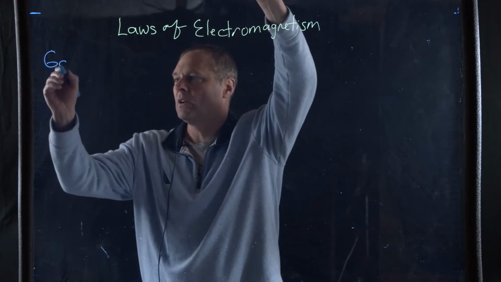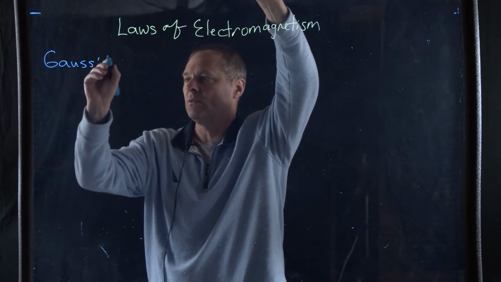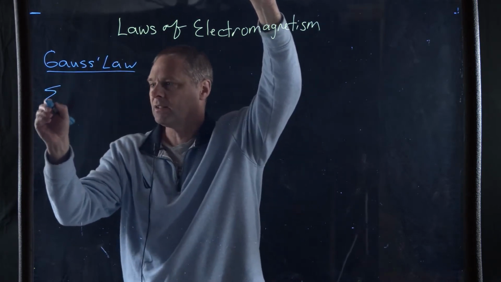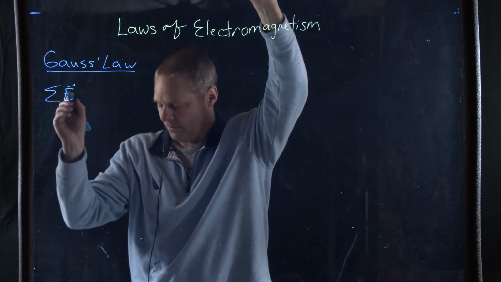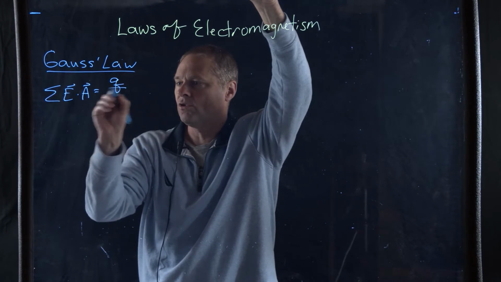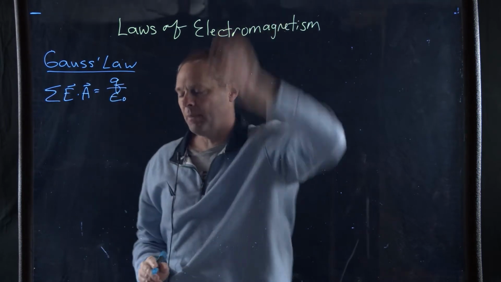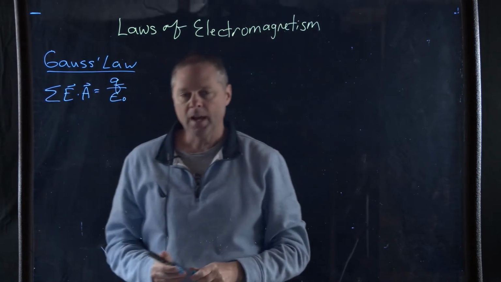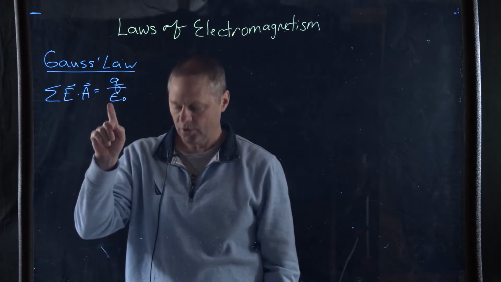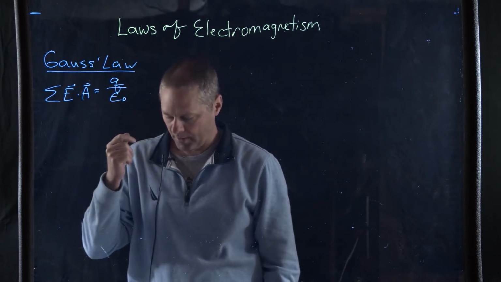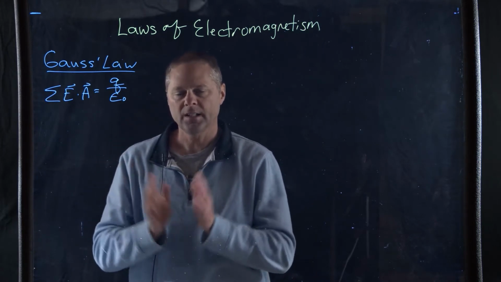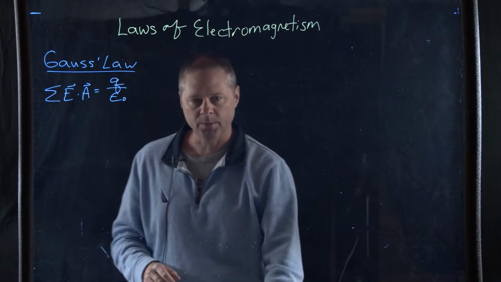First one is Gauss's law. And Gauss's law states the sum of the electric field times the area is equal to the charge divided by the permittivity of free space. And what this does is this relates the electric field to a charge distribution which forms an electric flux. Remember, electric flux is the field lines going out of a particular surface.